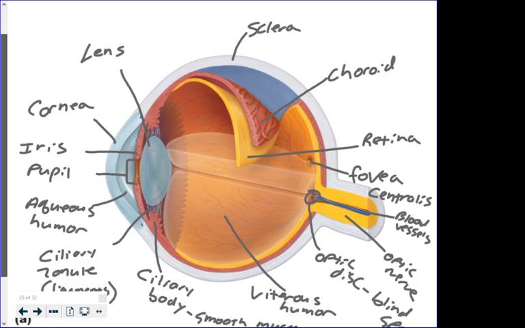Stare intently at the plus, and then the black circle goes away. And move it back and forth or up and down so it moves in and out of your blind spot. I know.